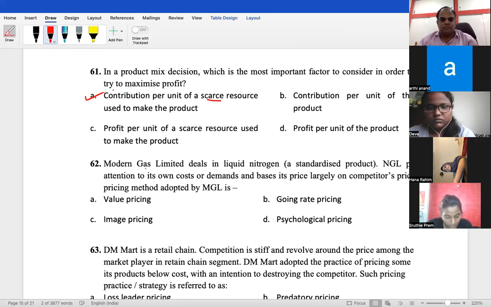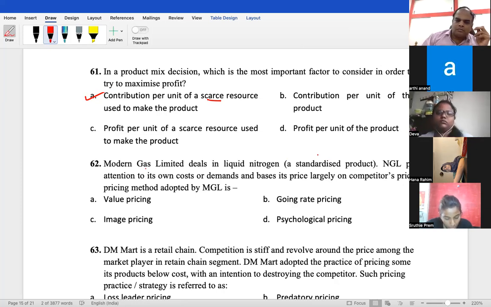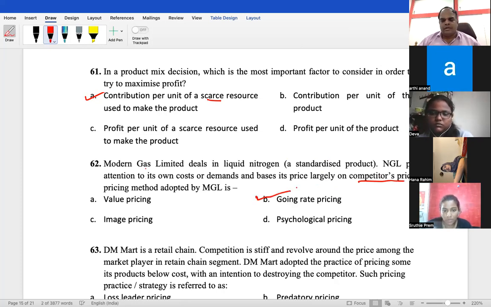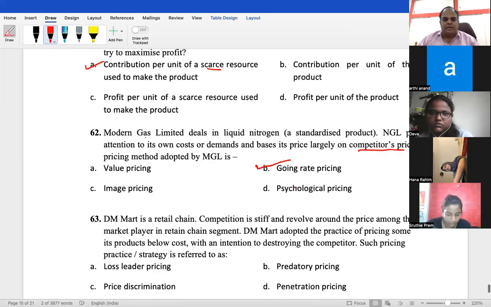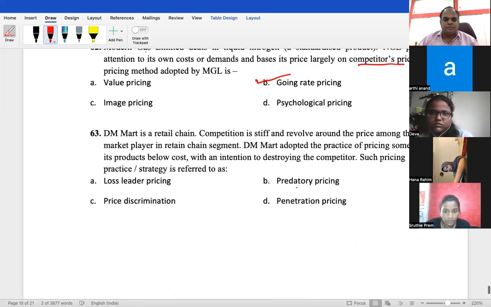Modern Gas Limited deals in liquid nitrogen, a standardized product. NGL pays less attention to its own cost or demand and bases its price largely on competitors' prices. The pricing method adopted by NGL is based on competitors' pricing. It is going rate pricing, going on in the market, you are going to fix. Good.